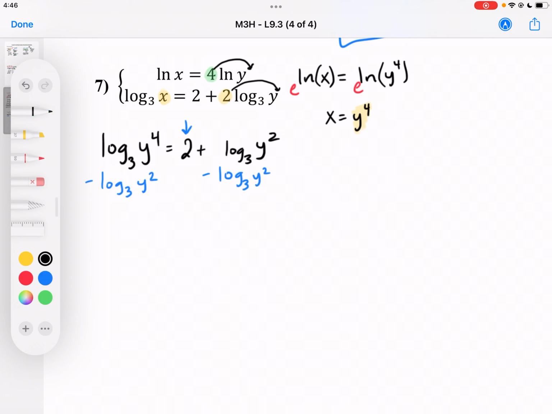And when you subtract logs, the other property to remember is that you actually end up dividing. You can combine them by dividing your arguments. So that's the same thing as log base 3 of y to the fourth divided by y squared. That's all equal to 2.